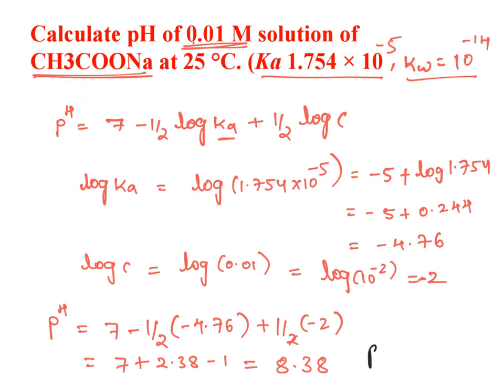So pH equal to 8.38. pH above 7, that is an alkaline solution. So for a salt of weak acid and strong base, the answer will always come above 7. If it is coming below 7, that answer is wrong. You have to make sure of that while solving the problem.